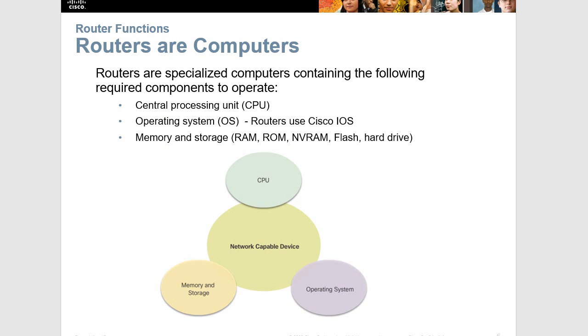We've talked about the internals, the hardware of a router before. They have a CPU, they have an operating system, which is the Cisco IOS on the devices that we use. Different memory and storage, we've discussed those and where things are stored: RAM, ROM, NVRAM, flash drive, and potentially a hard drive. So this is all stuff we've seen before, the components of your router.